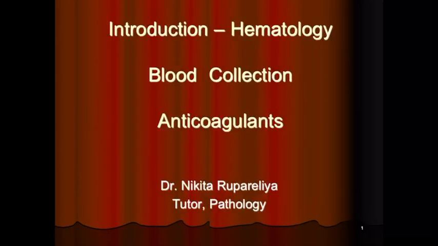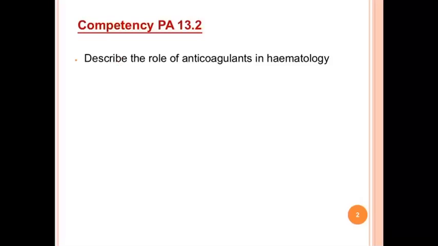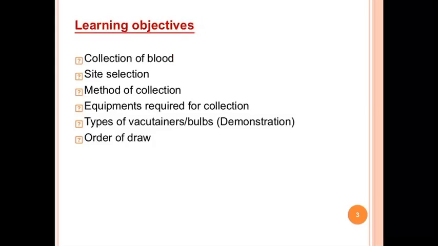Today we are taking a practical of Introduction to Hematology, Blood Collection and Anticoagulant. The competency of today's practical is to describe the role of the anticoagulant in hematology. The learning objectives of the practical are collection of the blood, site selection for blood collection, method of blood collection, equipment required for the collection, types of vacutainer or bulbs, and order of draw.